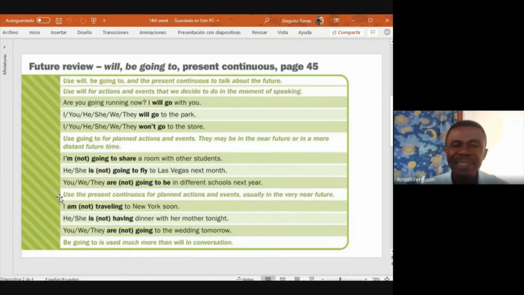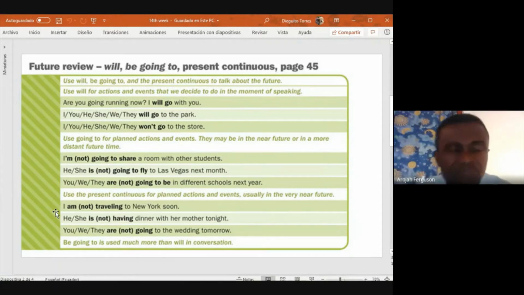Very good. So we have one instruction: actions and events usually in the very near future. Like we said about will, when you want to do something in the near future, you can use will. But here also you can use going to, the present continuous, as in going to. So we have examples there. I am not traveling to New York soon. Or I am not going to travel to New York soon.